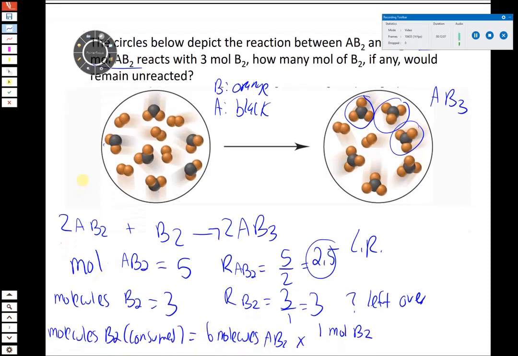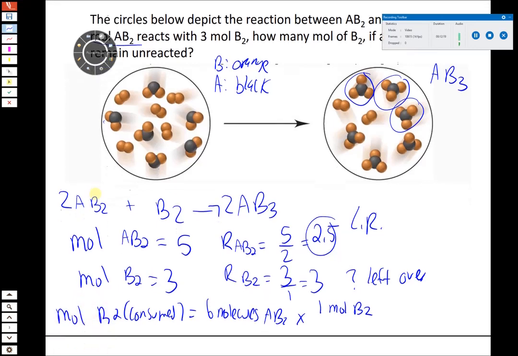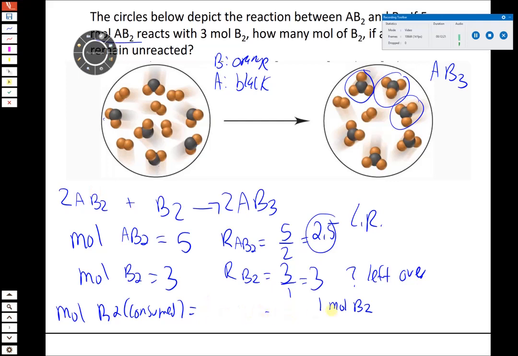So in this problem we're only using the picture to find the balanced equation. Once we know that, we're not going to look at it anymore. So we have 5 moles of AB2 and 3 moles of B2. And so we want to find the moles of B2 that are consumed. We have 5 moles of AB2, and then we use stoichiometric ratios. 1 mole of B2 is consumed for every 2 moles of AB2 that reacts.